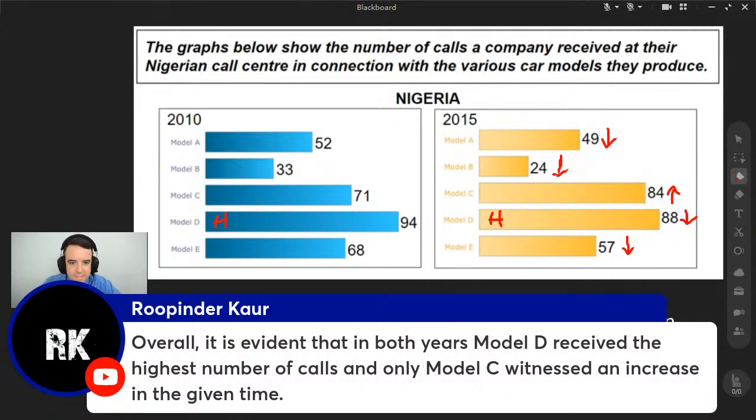Rupinder: Overall, it is evident that in both years, Model D received the highest number of calls, and only Model C witnessed an increase in the given time.